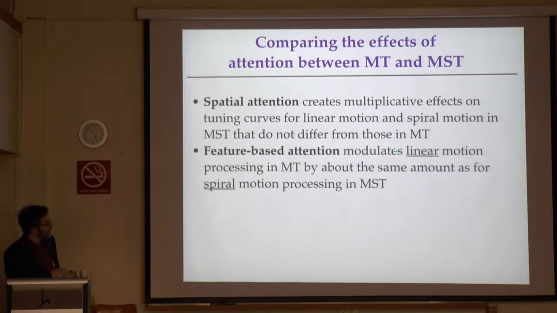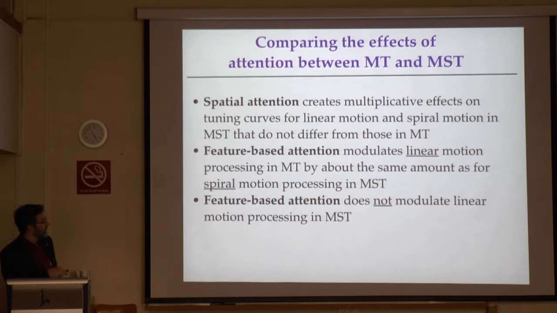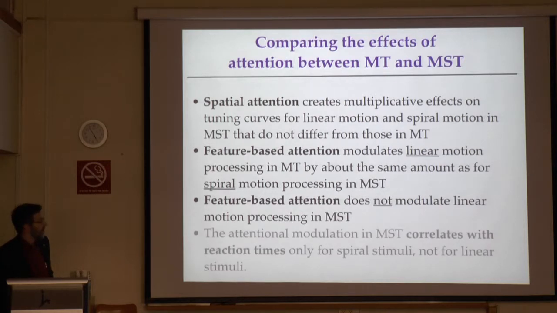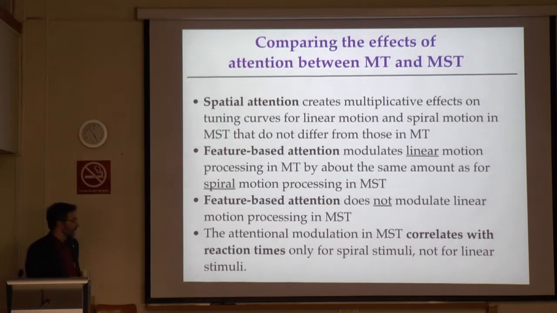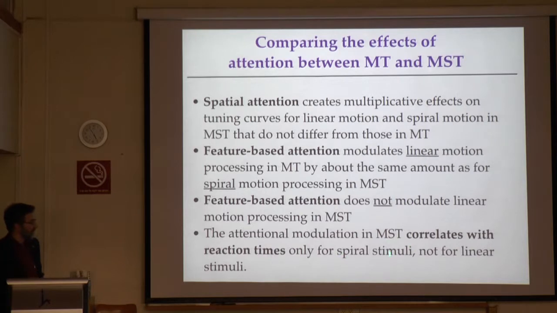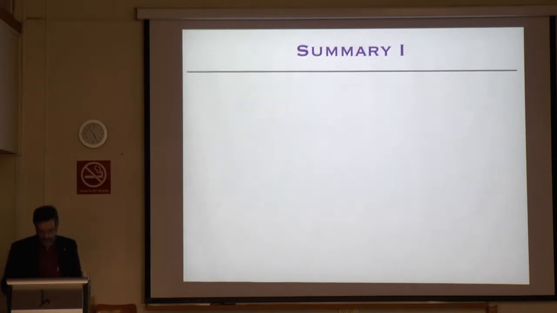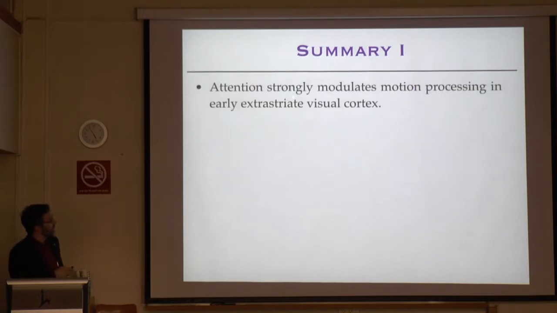Feature-based attention works for linear motion in MT and for spiral motion in MST. But it only works for spiral motion in MST. It does not work for linear motion in MST. And there's a good correlation between the reaction times only for the spiral stimuli, not for the linear stimuli. And overall, what I tried to show you is that physiologically we find attentional modulation in extrastriate visual cortex.